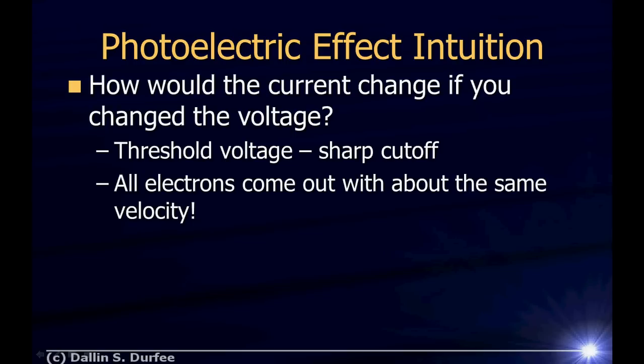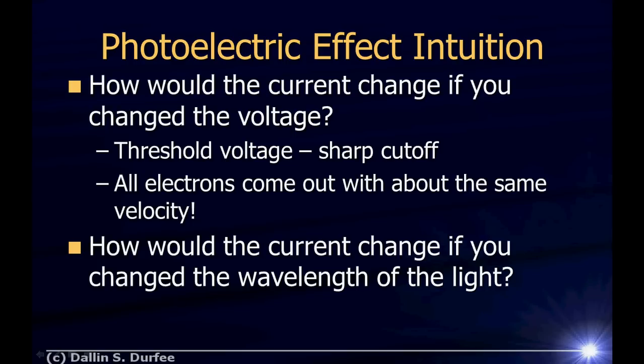Another weird thing they found, okay, how would the current change if you change the wavelength of the light? All right? Well, as you change the wavelength of the light, you're putting the same power in, but just changing the wavelength. You wouldn't expect the current to change much, right? But it turns out the current does change. But even more interesting is this threshold voltage, the voltage that it takes to turn the electrons around and stop the current. It turns out that that is a function of the wavelength of the light. So the velocity that the electrons come out with, not only is it weird that they all come out with one velocity, it's weird because the velocity they come out with depends on the wavelength of the light.